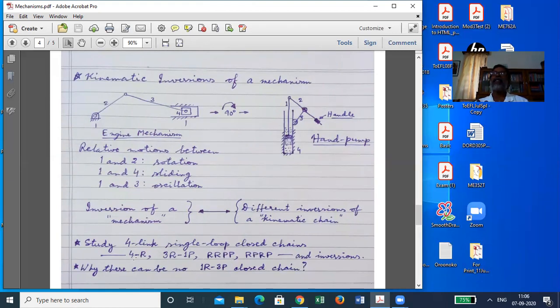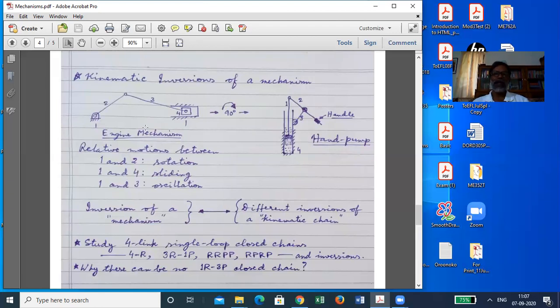In that, technically, no inversion is possible because all that can differ among the links is that their lengths are different. Otherwise, there is no kinematic structural difference between this link or another link. Okay. However, among the 3R1P mechanisms, there can be 4 kinds, depending on which link is fixed. So 2 of them I have shown here.